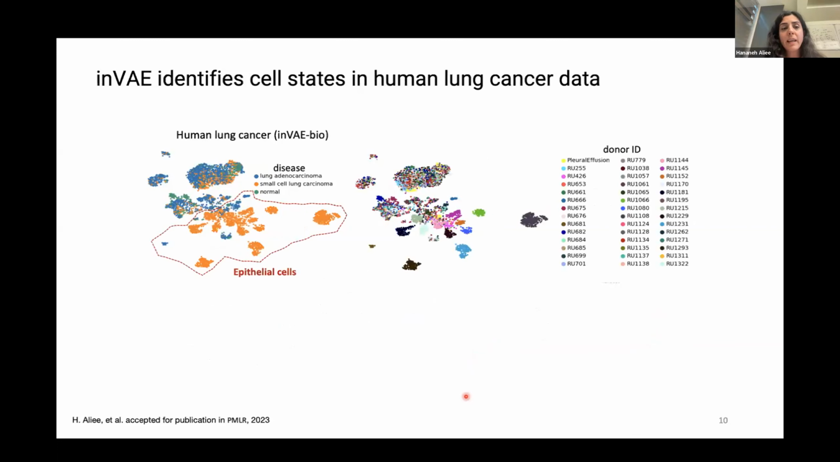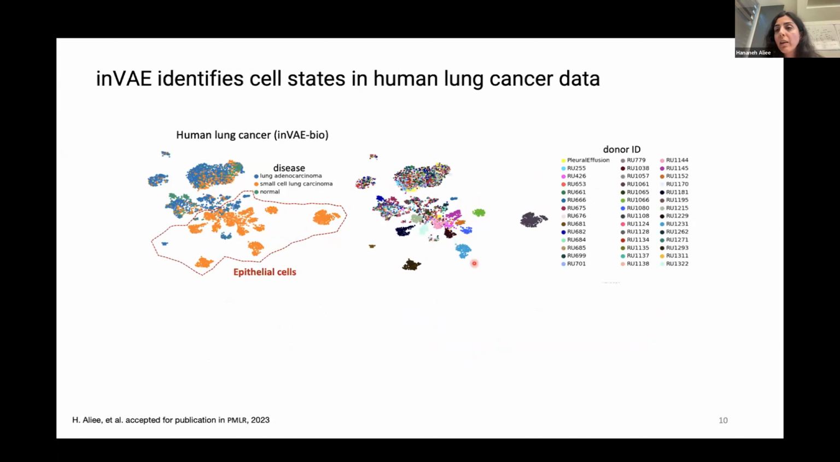So the next example is on human lung cancer data. Here we had 3 cases: lung carcinoma and also small cell lung carcinoma, as well as the healthy. And here we expect epithelial cells from the small cell lung cancer to be very patient specific, which means that we should expect to see variations across patients.